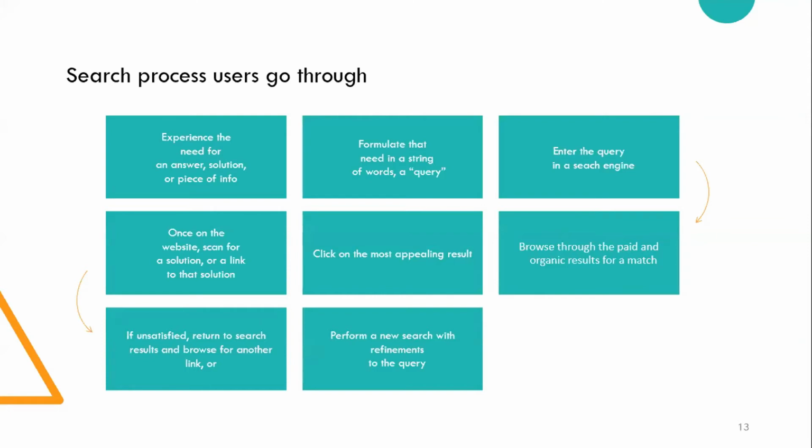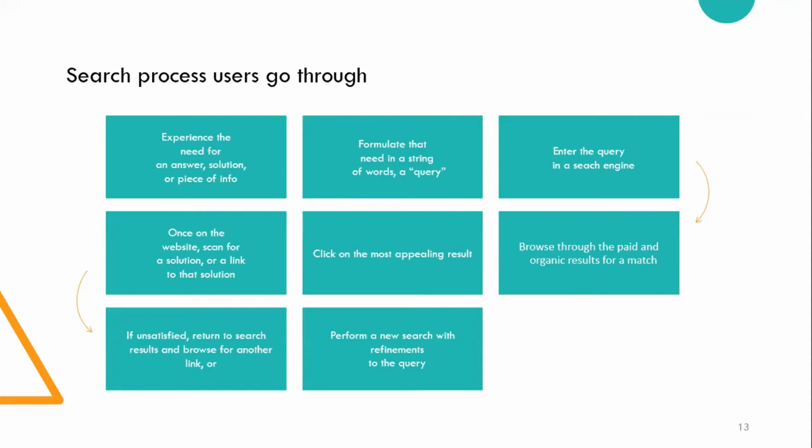The third step, you enter the query into a search engine. Most likely Google. Google is the most used search engine in the world, and in our region, the only one, I think, because I rarely ever use Bing or anything else. I know most persons use Google. So at step 4, you browse through the paid or organic results for a match. At step 5, you click on the most appealing result.